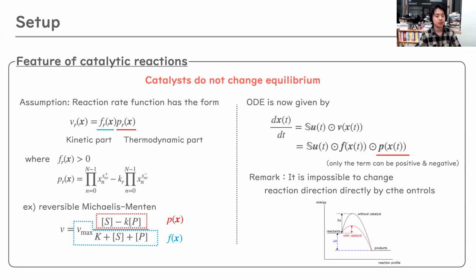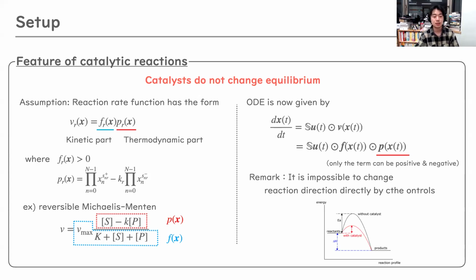So V is a reaction rate function. This is decomposed into the part we call the kinetic part and the thermodynamic part. The kinetic part is just a strictly positive function of X, and P is this kind of mass action type of kinetics. And I think that almost all the popular biochemical reaction rate functions have this decomposition. For instance, in a reversible Michaelis-Menten mechanism, this numerator is P, and the remaining parts are F. So this is strictly positive, and the numerator P has this form.